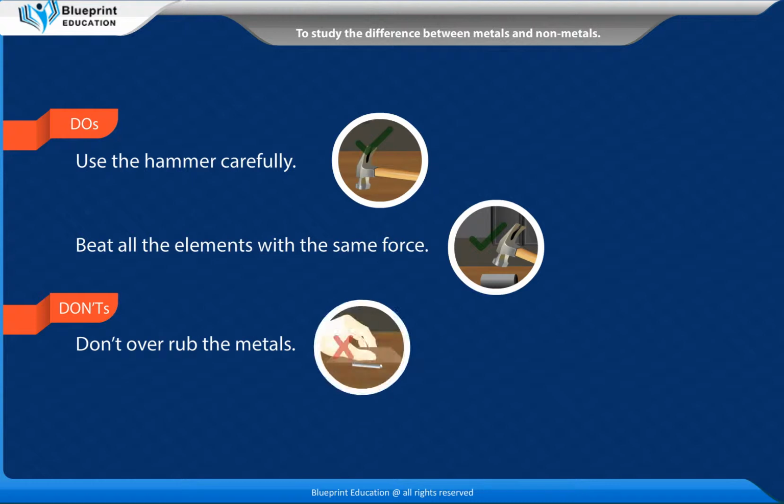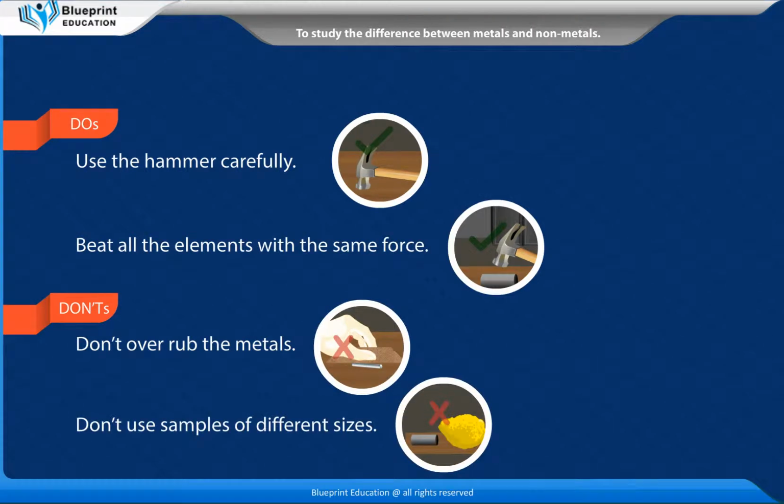Don'ts: don't over-rub the metals. Don't use samples of different sizes.